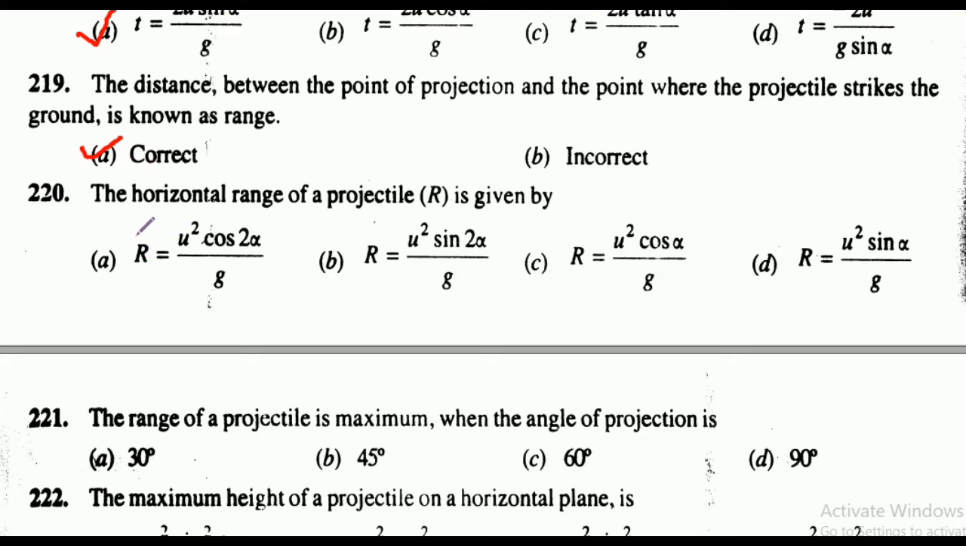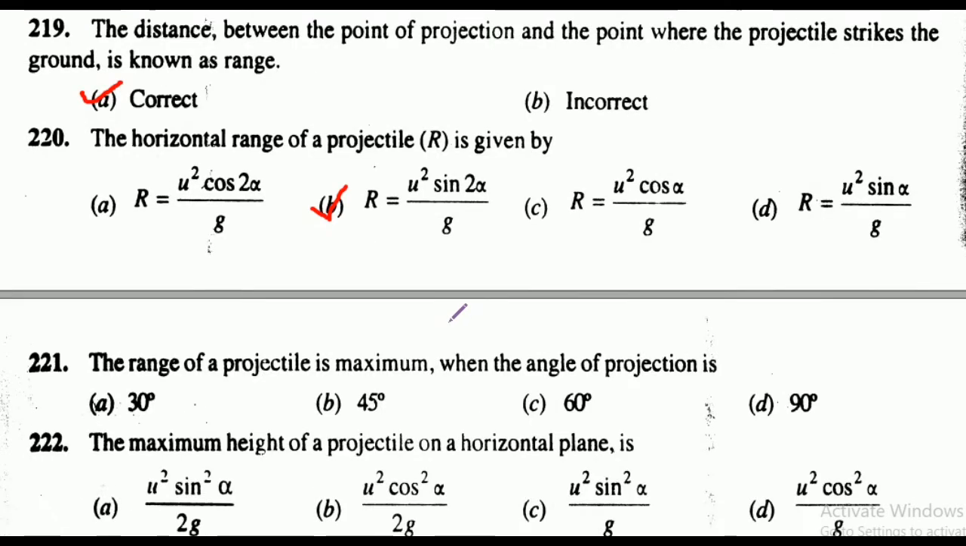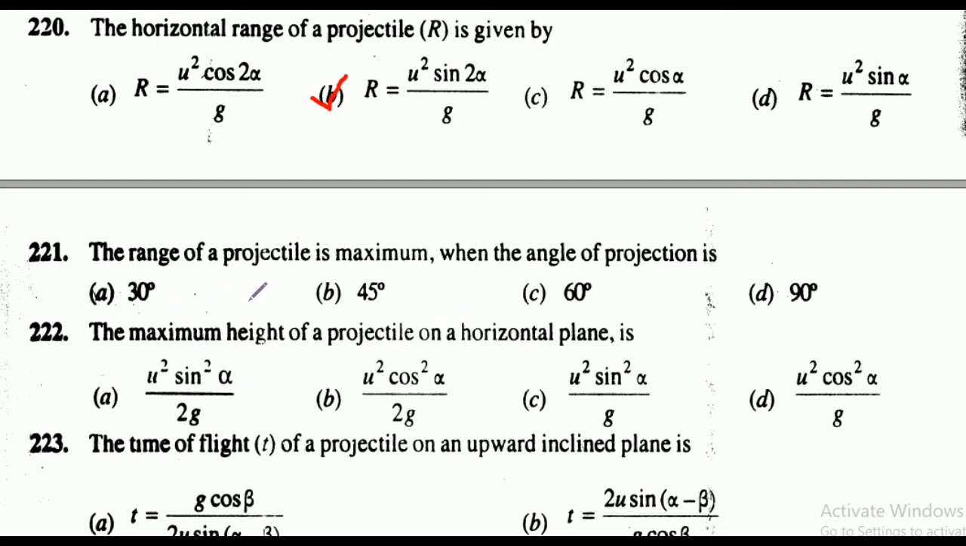Next is the horizontal range of a projectile R is given by. Here friends, these are the options and here correct answer is option B, that is R is equal to u square sine 2 alpha upon g. Next is question 221. The range of a projectile is maximum when the angle of projection is. Here friends, options are 30 degree, 45 degree, 60 degree, 90 degree. Here correct answer is option B, that is 45 degree.